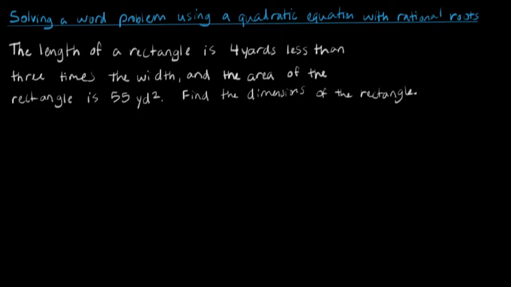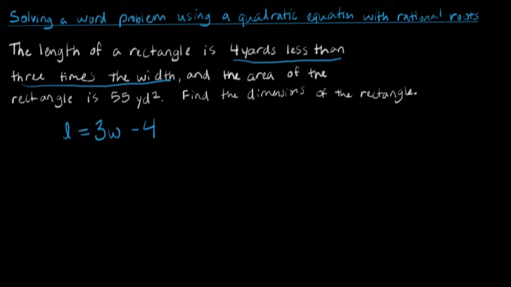Okay, so let's actually go ahead and write that out. So the length is equal to 4 yards less, so that's going to be minus 4, then 3 times the width. So 3w, right? 3 times the width minus 4 is 4 yards less than 3 times the width. Okay, that's what the length is. And the area of the rectangle is 55 yards squared.